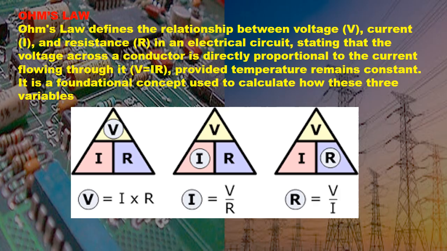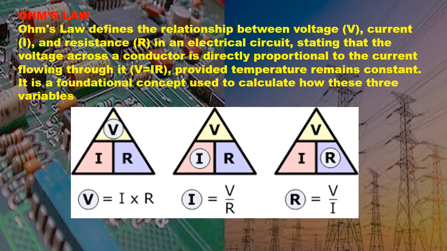It is a fundamental concept used to calculate how these three variables operate. So if you want to calculate voltage from Ohm's law, in words we can say that the amount of current flowing through a circuit is directly proportional to the voltage and inversely proportional to the resistance of the circuit. So that's the Ohm's law triangle there.